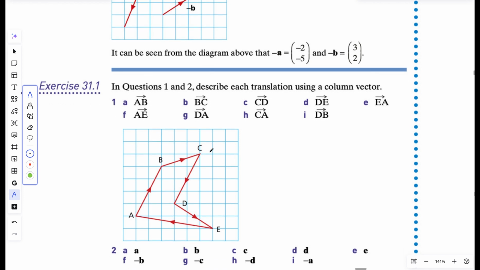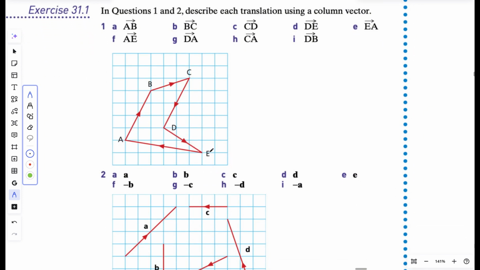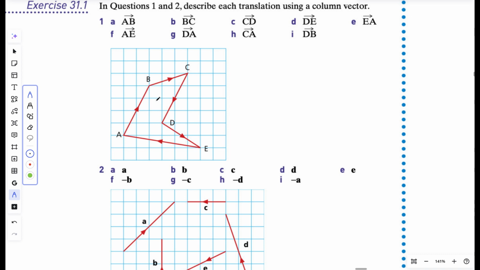Okay, now here you pause the video and solve all of this. They ask you, question 1 and 2, to describe each translation using a column vector. You describe each one using a column vector. So you pause, you do.